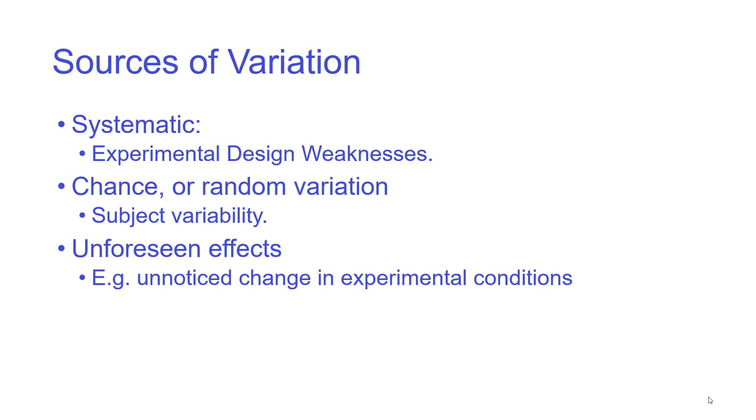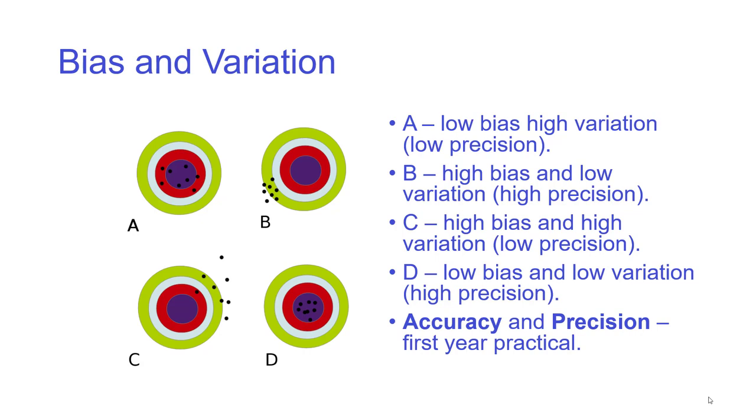If you have something unexpected in your experiment, you need to check it first before running out and saying, I've just discovered something amazing, because often it turns out just to be a mistake. Now, hopefully you've seen this sort of slide before, looking at bias and variation, accuracy and precision, because you did this during your first year biochemistry experiment.